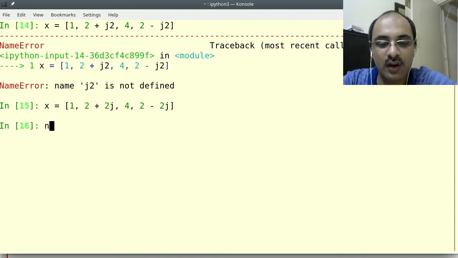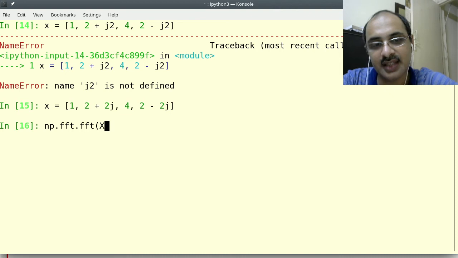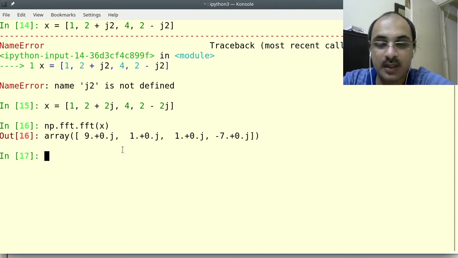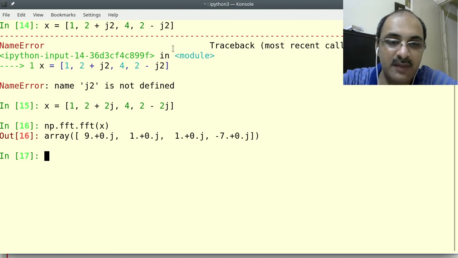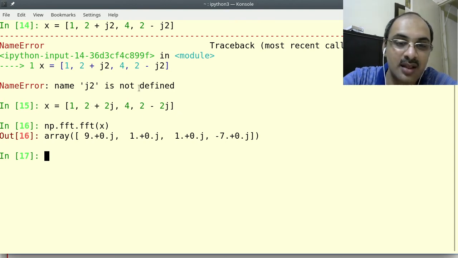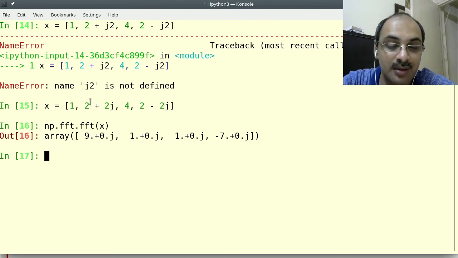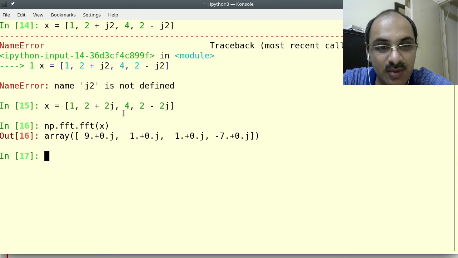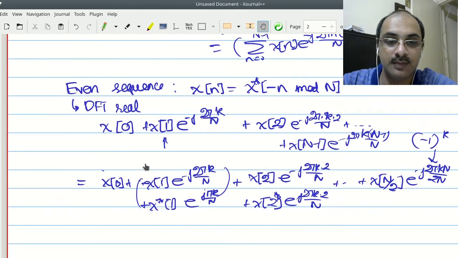Now if I do np.fft.fft of x, you see that all the values are real. This is very obvious because it's conjugate even: x of minus 1 modulo 4 is actually x of 3. So this is x0, x1, x2, x3. So x1 is 2 plus 2j and x3 will be 2 minus 2j, so it's real.